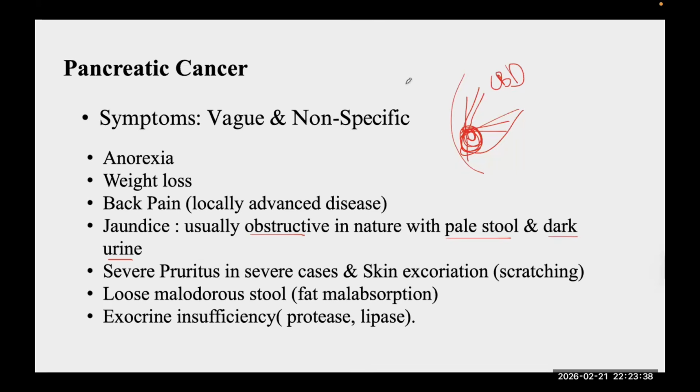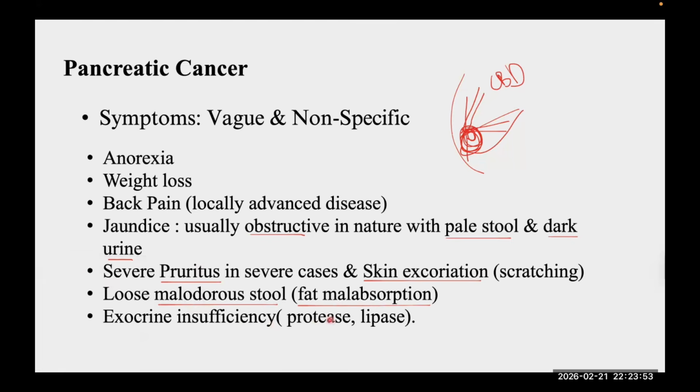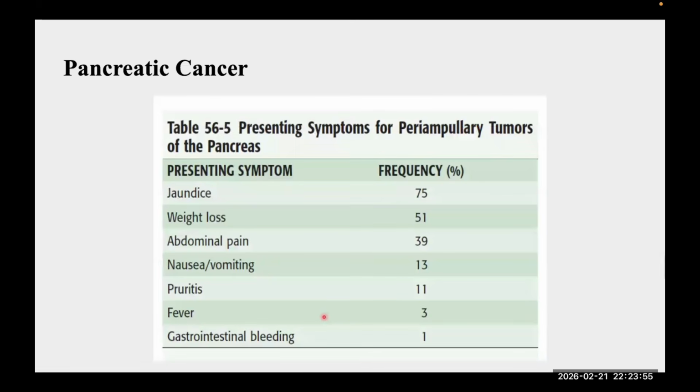And because of the accumulation of bile, this can cause pruritus, skin excoriations, or scratching, and loose malodorous stool because of the steatorrhea. There is fat malabsorption because the function of the pancreas is impaired, lipases are not released properly, and then there's exocrine insufficiency in proteases and lipases.